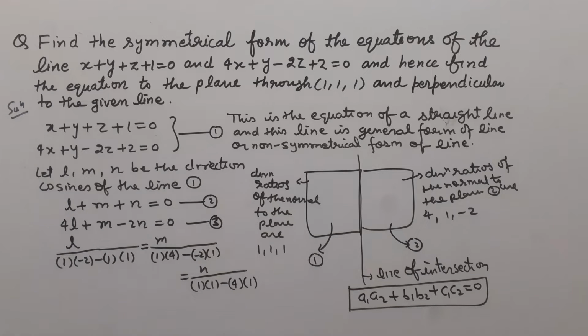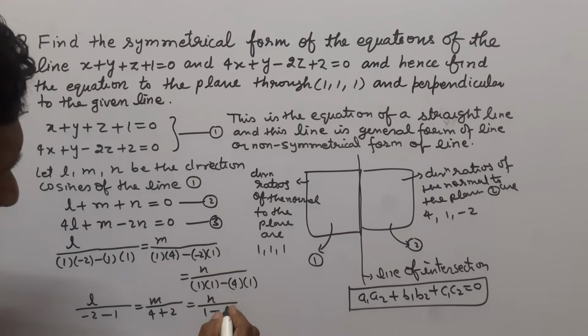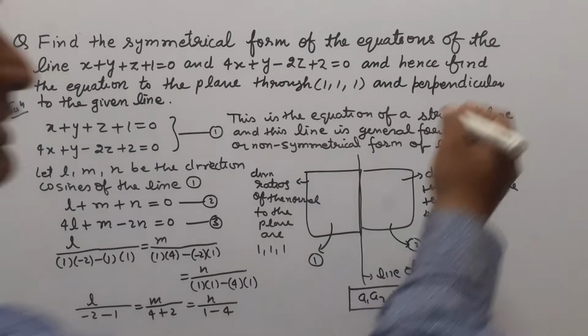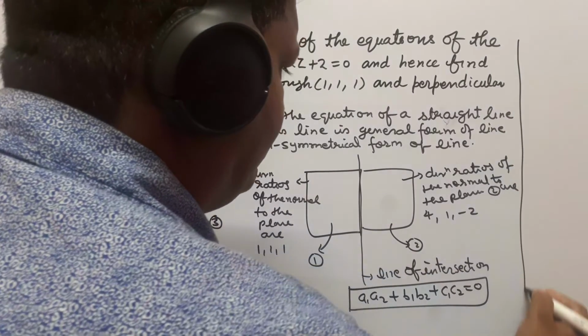Now solving this, it can be written as L divided by minus 2 minus 1 is equal to M divided by 4 plus 2 is equal to N divided by 1 minus 4.